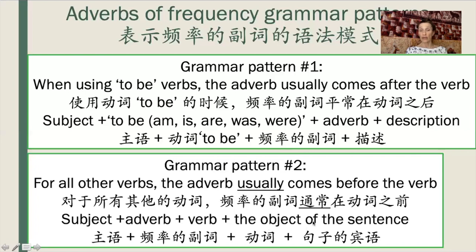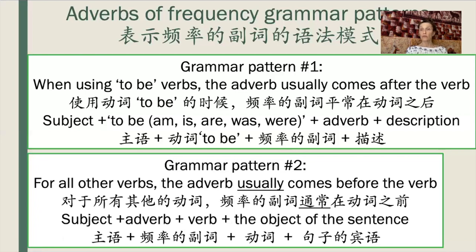The adverb comes last. So subject, then the adverb, and then the verb. If you're using any of the to be verbs, I am, she is, then it's subject, verb, adverb. If you're using any of the other verbs, eat, sleep, drink, want, think, all the other verbs, then this is usually the pattern: subject, adverb, verb, and object.